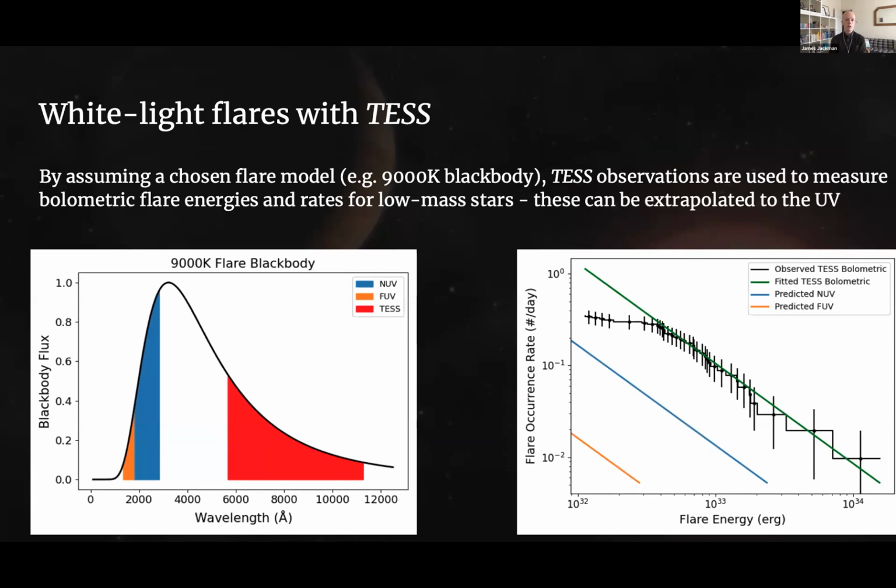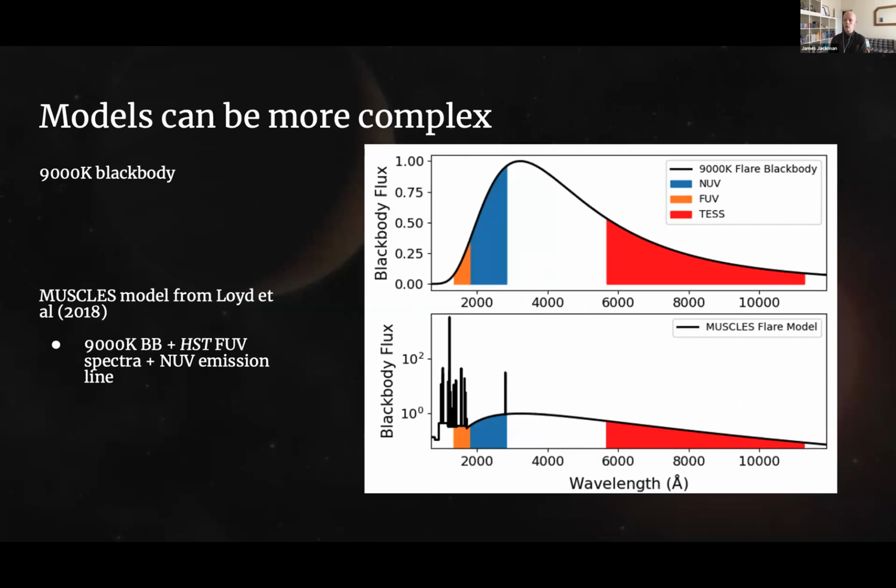Now, you don't just have to do this using a simple black body spectrum. Other more complex models exist, such as the MUSCLES model from Lloyd et al. 2018, which uses this black body to describe the continuum emission from the heated plasma at the flare foot points, but then includes near UV emission lines and also stitches on far UV spectra taken from HST to incorporate far UV emission lines and also include a heightened FUV continuum. Now, this all sounds well and good.